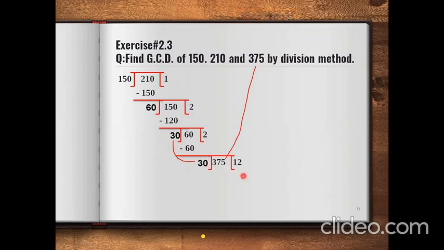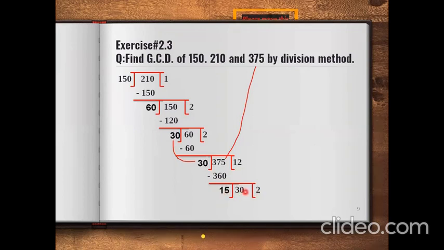So 30 multiplied by 12 will be 360. Okay, 30 multiplied by 12, 360. And after subtracting, what you get here is 15. Now, as you are getting a remainder, you will take this 30 as a new step divisor inside the box. So you are going to divide this 30 by 15.